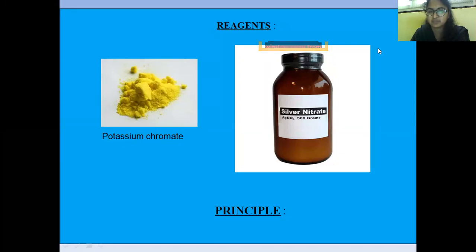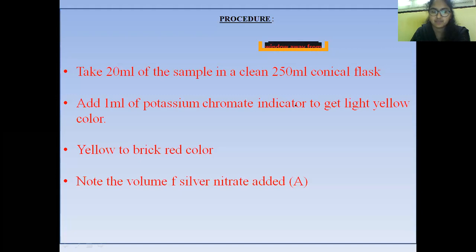What is the principle of chlorides? Chlorides are determined in a neutral or slightly alkaline solution, that is pH 7 to 8, by titrating with standardized silver nitrate using the potassium chromate as an indicator. Okay, this is the principle of chlorides. And next, go for procedure.